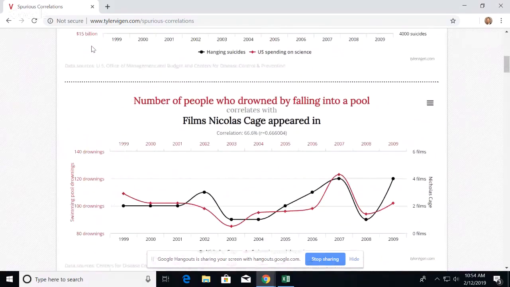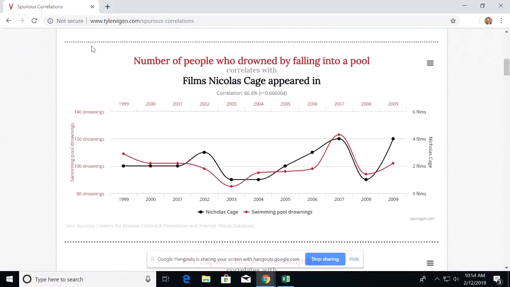How about this one? Number of people who drowned by falling into a pool and the films that Nicolas Cage appeared in. Isn't that crazy? It's like legit. You watch a Nicolas Cage film, it makes you want to fall in a pool, right? And drown.